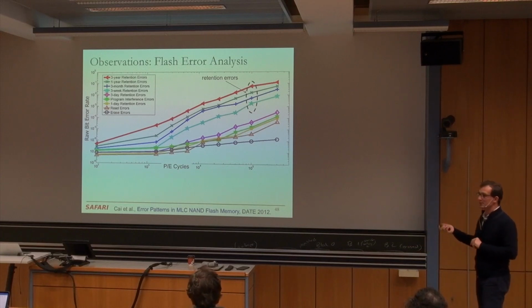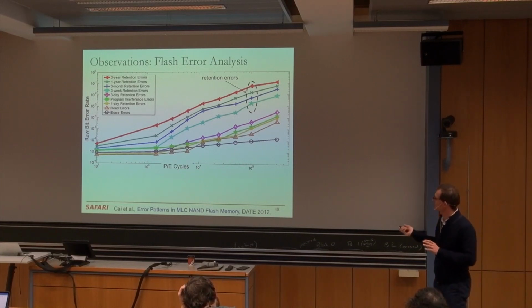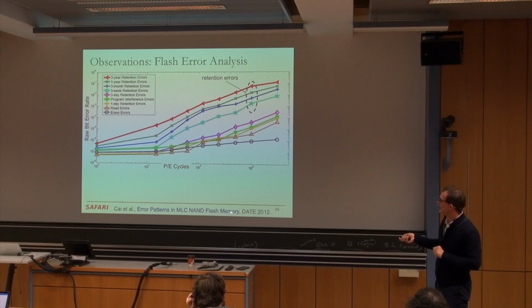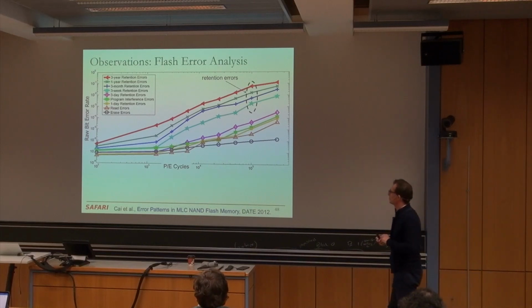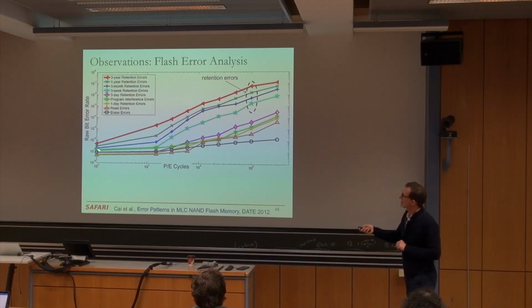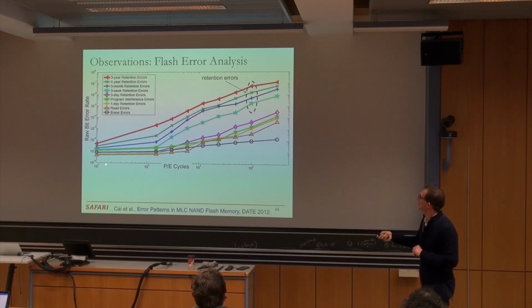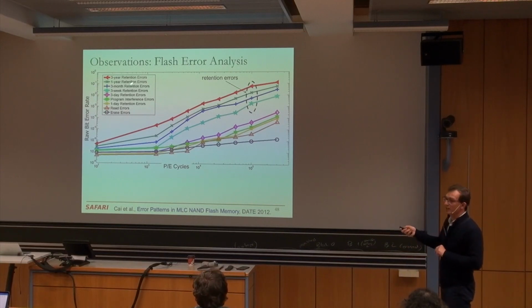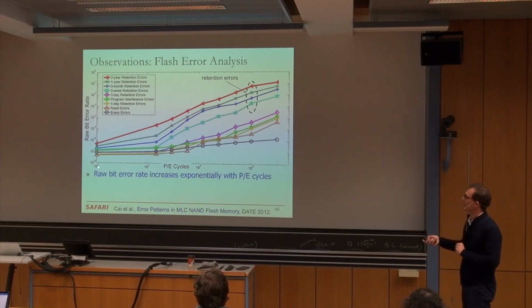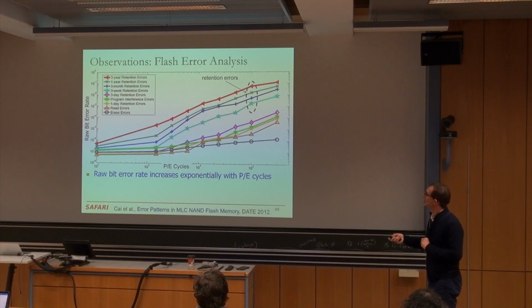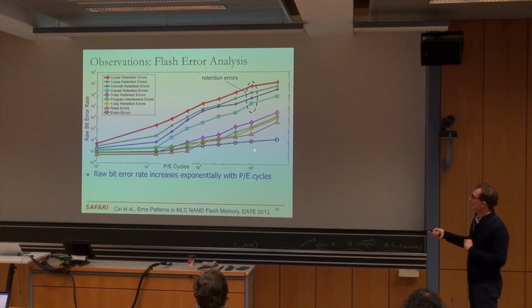Okay, so let me give you some characterization results. This is the initial results. You can read the paper for more detail, but basically, this is what happens. This is the curve. This is the program erase cycles, how many cycles that a block has been programmed and erased. And this is the raw bit error rate that you get. And this shows which errors are dominant. And it turns out, the first thing is raw bit error rate increases exponentially with program erase cycles. You can see this is a logarithmic scale. And it's increasing exponentially with the program erase cycles.